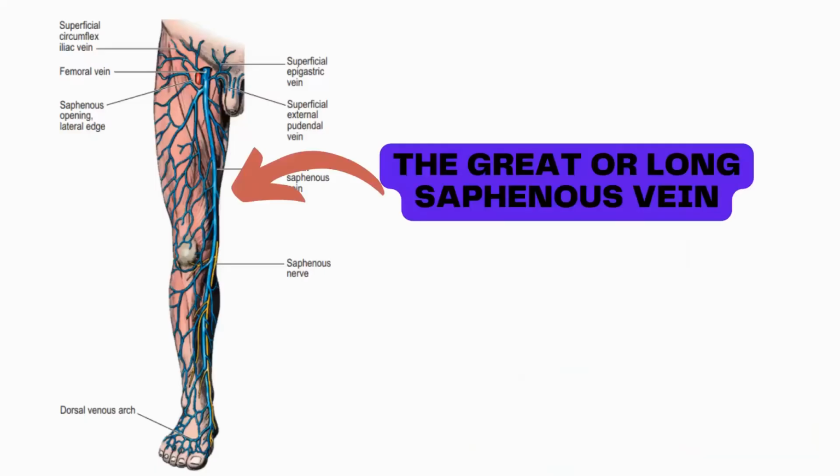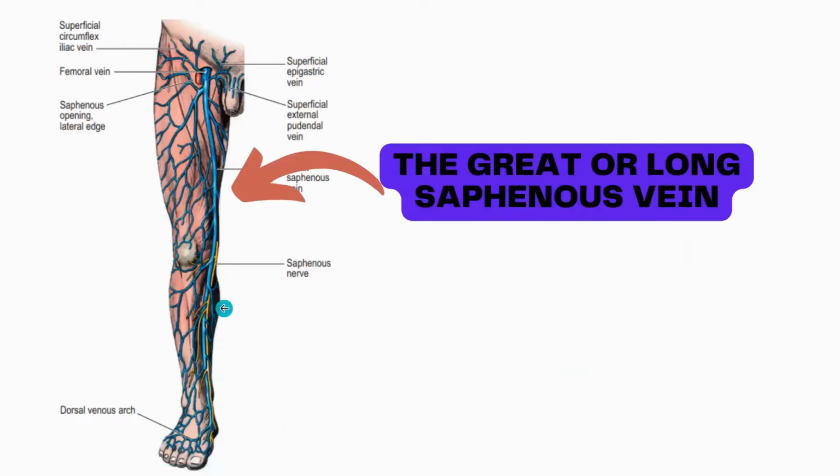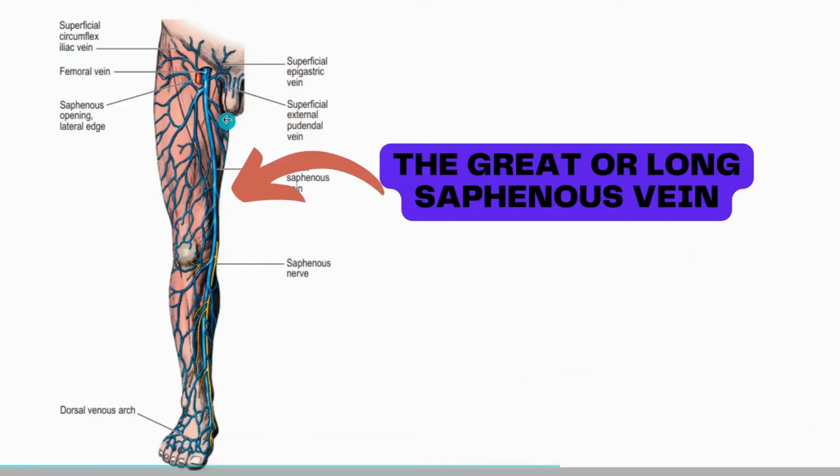So this is the pictorial representation of the great saphenous vein, and here you can see the saphenous nerve is running along this vein in the leg as well as in the thigh.